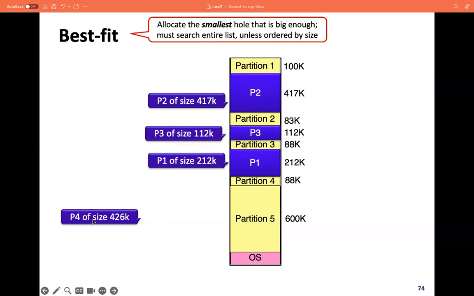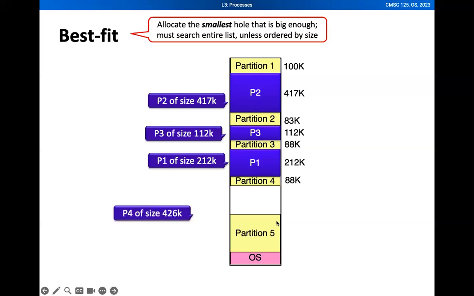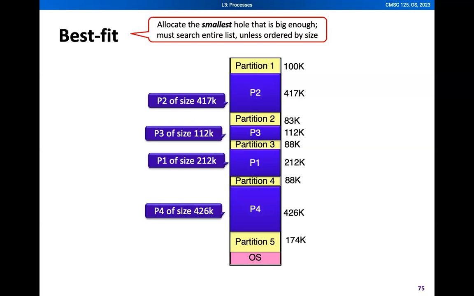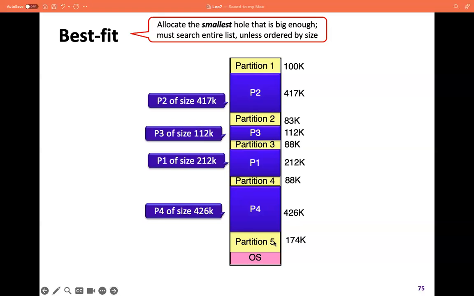And lastly, we have P4 of size 426K. So what are the available holes? Partition 2 of 83K, followed by partition 3 of 88K, followed by partition 4, 88K, and we also have partition 1 of 100K. So all of these are not enough for P4. The next smallest hole available is partition 5, and it would fit P4. So we are going to put P4 here, and we still have 174K left. These are the memories available that we can still make use of.